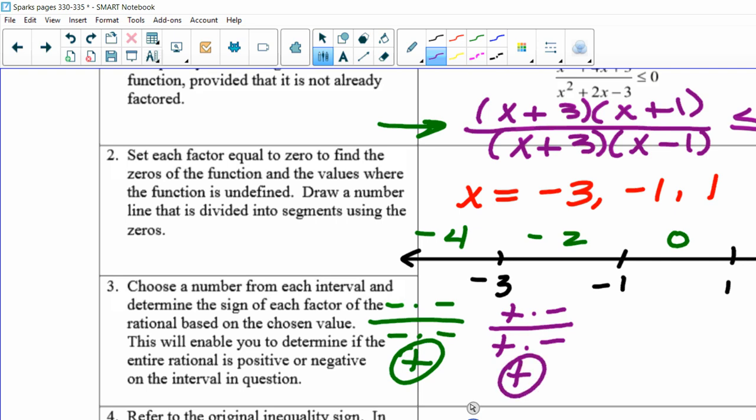What about x equals 0? Positive times positive over positive times negative. What's that? That's negative. Yeah, probably. What about at x equal 2? Positive times positive over positive times positive. I sure hope that's positive.